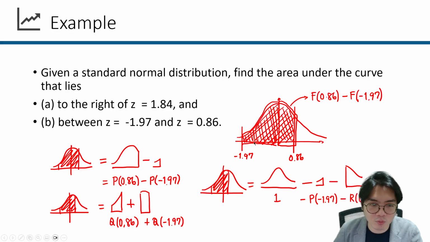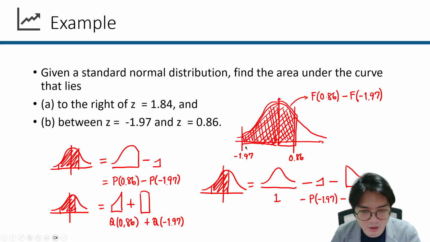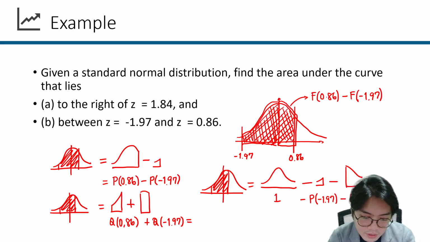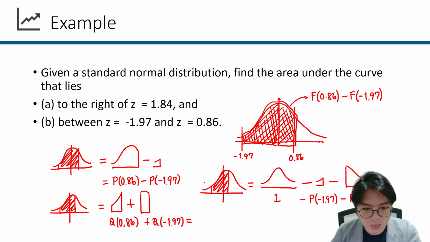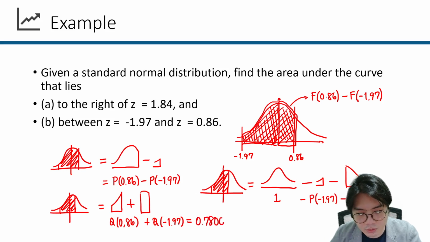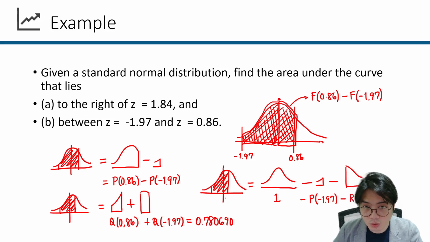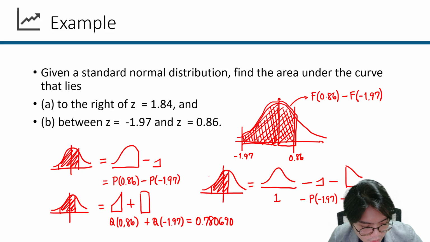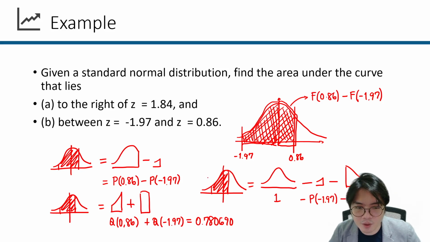Okay, so let's just pick one right here. Something like, let's use Q so that we're very cool, right? I don't even need to get the value of these things separately. I can just add them all together. Shift 152. Q of 0.86 plus shift 152. Q of negative 1.97. We will get a value of 0.780690. That is your more accurate kind of computation.